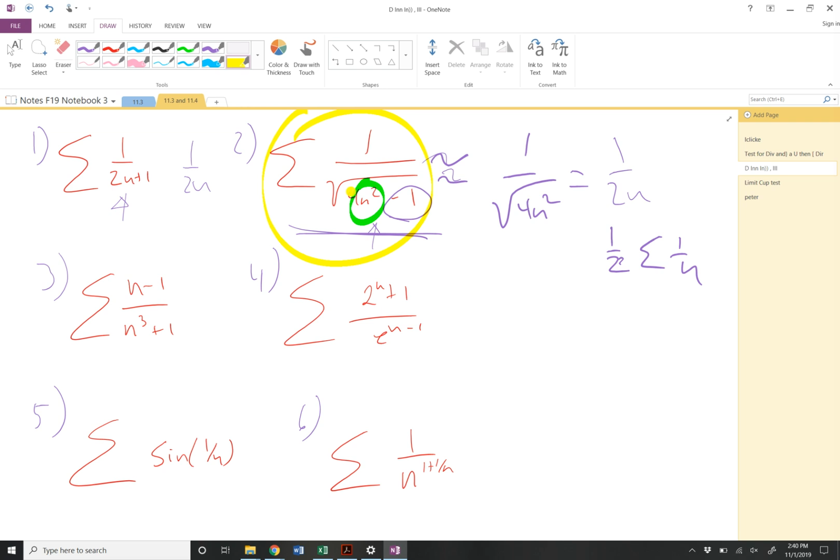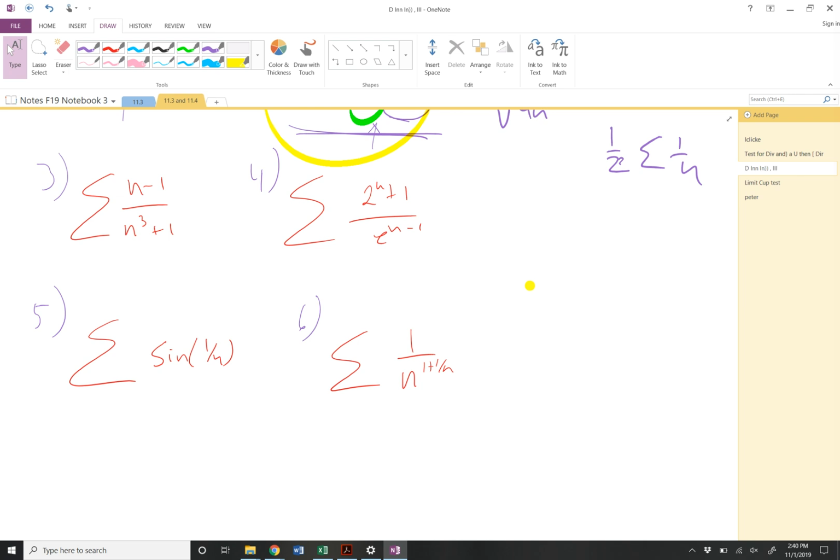Okay? Any questions so far? Okay, how about 3? Some said compare with 1 over n squared. If you look at the dominant terms, they're n and n cubed. So n over n cubed is 1 over n squared. So you'd think that this would be close to 1 over n squared, and then you can do a comparison or a limit comparison test.